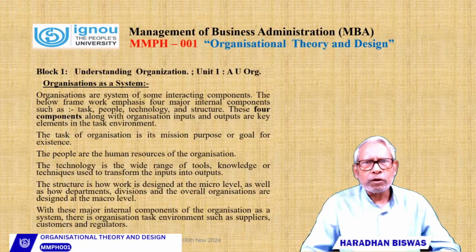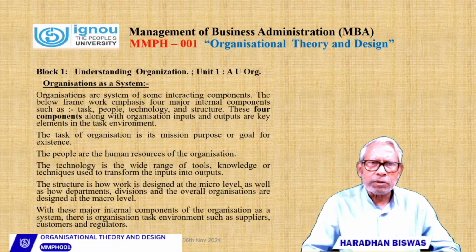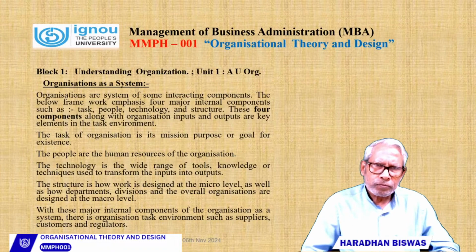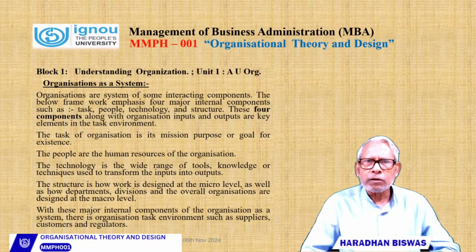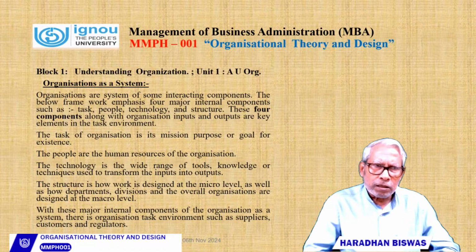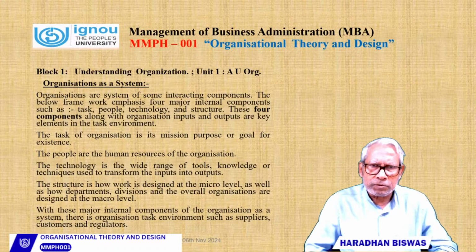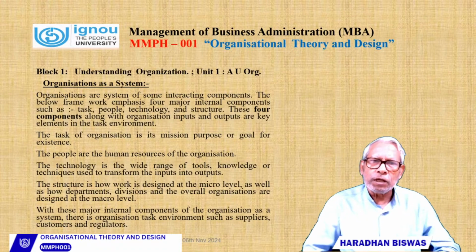Now systems. Now we are talking about the systems. The organizations are systems with some interacting components. There are some components which are always interacting. The below framework emphasizes there are 4 internal components such as tasks, people, technology, and the structure. You can see the 4 pillars, 4 main things in this framework. These internal components are the core components we can see for the systems. These 4 components, along with the organizational inputs and outputs, are the key elements in the task environment.